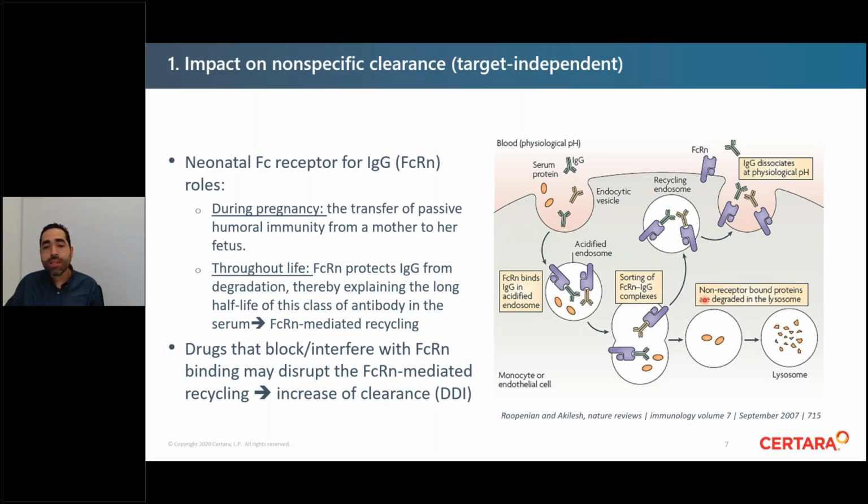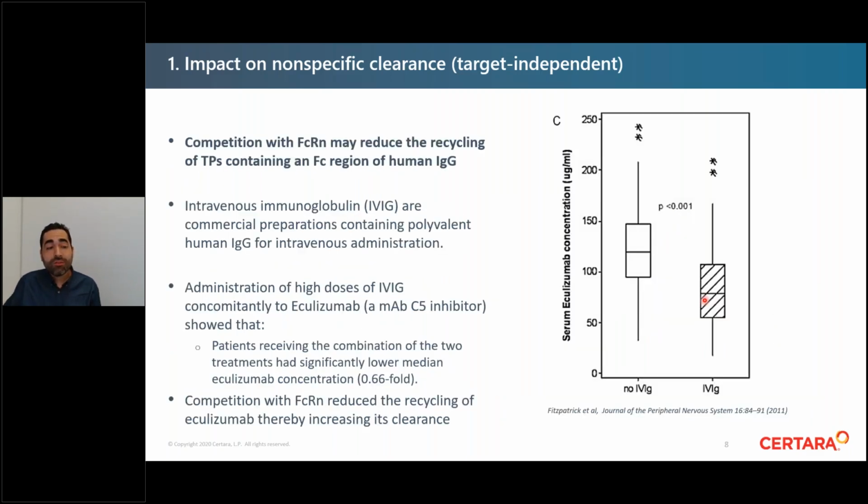FcRn-mediated recycling, meaning that the IgGs are recycled when they are bound to the FcRn. So any drugs that can block or interfere with the FcRn may disrupt this recycling cycle and will increase the clearance of the drug and result in drug-drug interaction. This may be seen for any therapeutic protein containing this Fc region of human IgG, which can bind to FcRn. This was, for example, observed when there is a concomitant treatment with the IVIG.